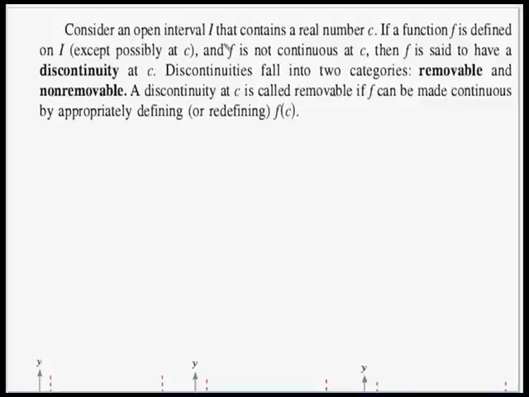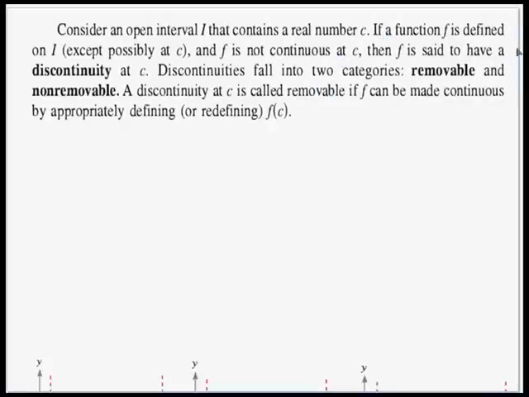Okay, consider an open interval I that contains a real number c. If the function f is defined on that interval, except maybe at that point c, and f is not continuous, then f is said to have a discontinuity at c. Discontinuities fall into 2 categories: removable discontinuities and non-removable. A discontinuity at that point c is called removable if it can be made continuous by appropriately defining or redefining the function. And that's removing the discontinuity.